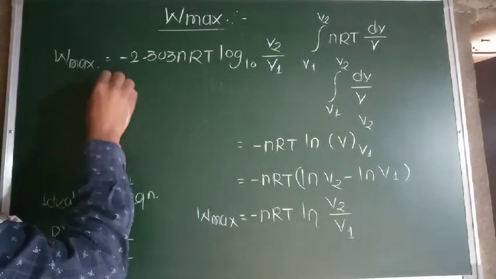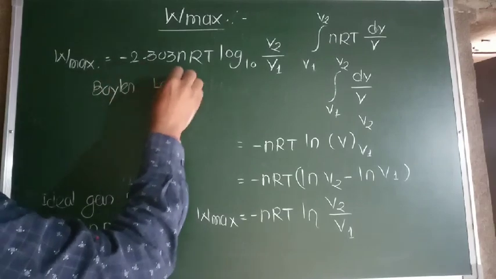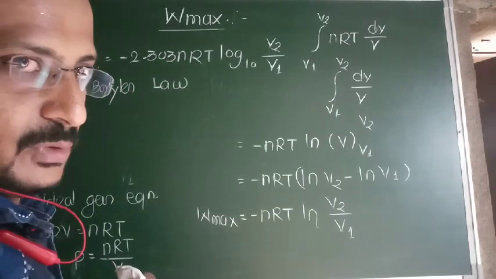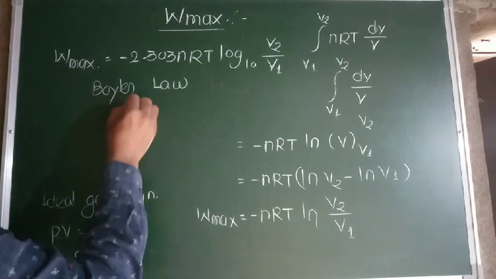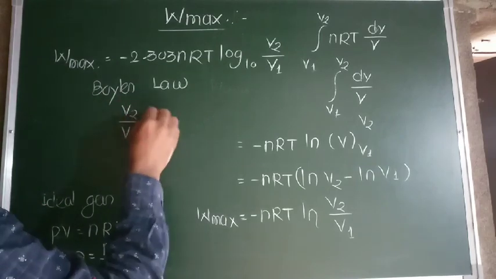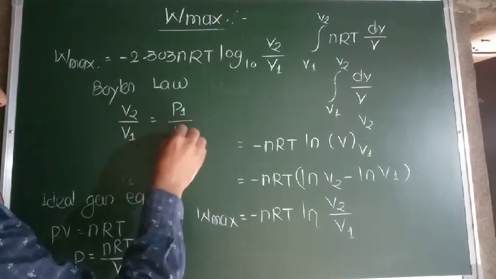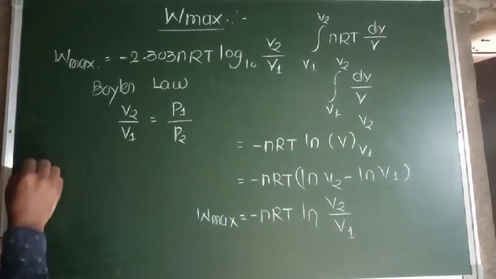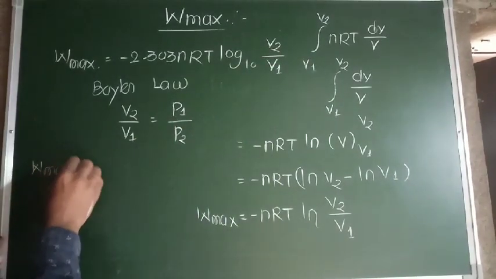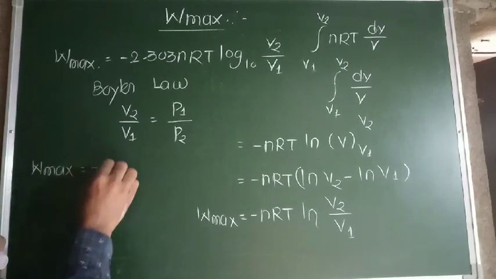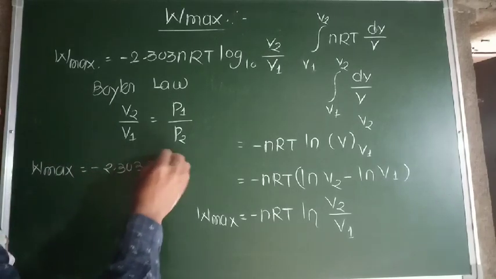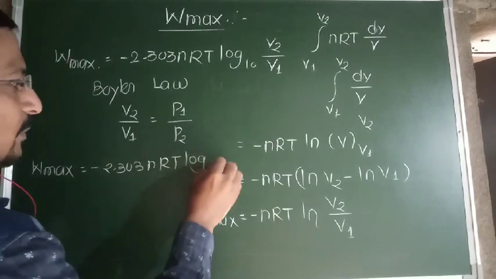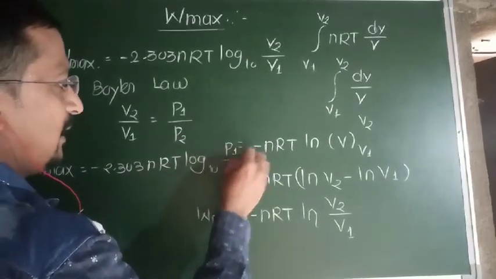And from Boyle's law, that is P1 V1 is equal to P2 V2. So in that case, V2 by V1 is equal to P1 by P2. So substitute this V2 by V1 as P1 by P2. So W max is equal to minus 2.303 nRT log to the base 10 of P1 by P2.